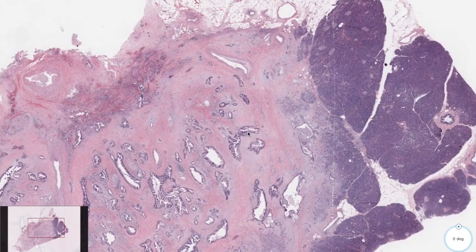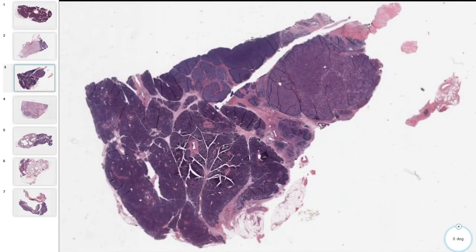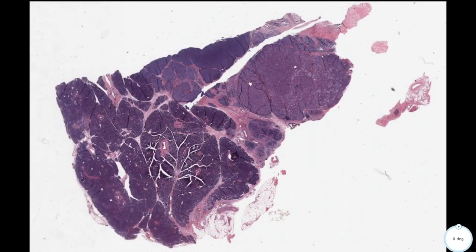So this is case 2. Let's take a peek at the slide. Let's go over here and see what we see. It's important to note that right here, from a low power, we can appreciate that this is likely pancreatic tissue. So we're in the pancreas. This is a surgical resection. We can see that there's some fibrous connective tissue, and let's zoom in to this area first, because right here, this is probably our lesion.